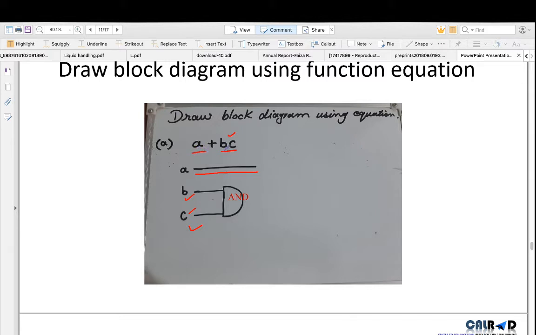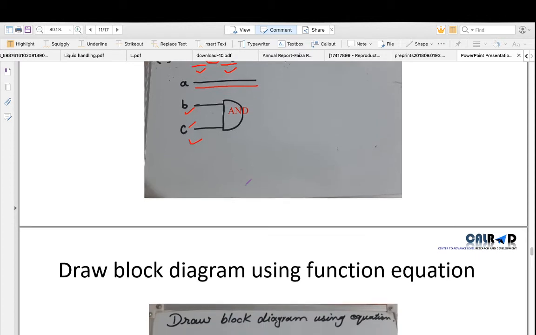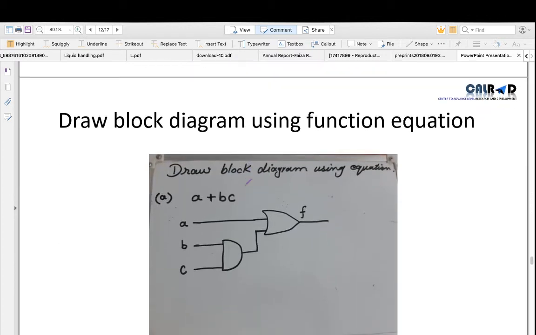Now you see that our equation is divided into two parts. One is this and one is this. And in the middle there is a sum sign. This means an OR gate is there. So in the next step we will draw our OR gate. How do we draw this OR gate? Now try to understand. First we see the product BC. We take the B input, C input and take the product. So our output is B into C.